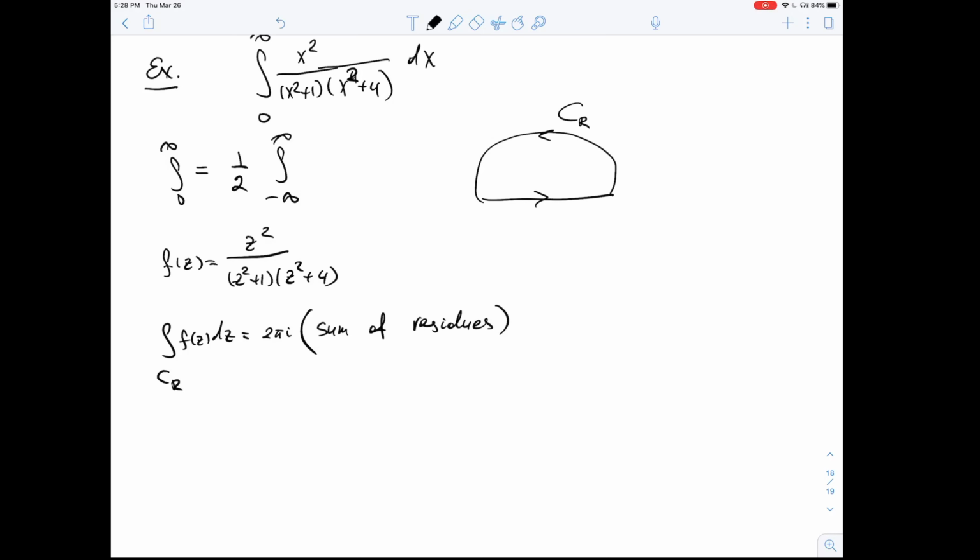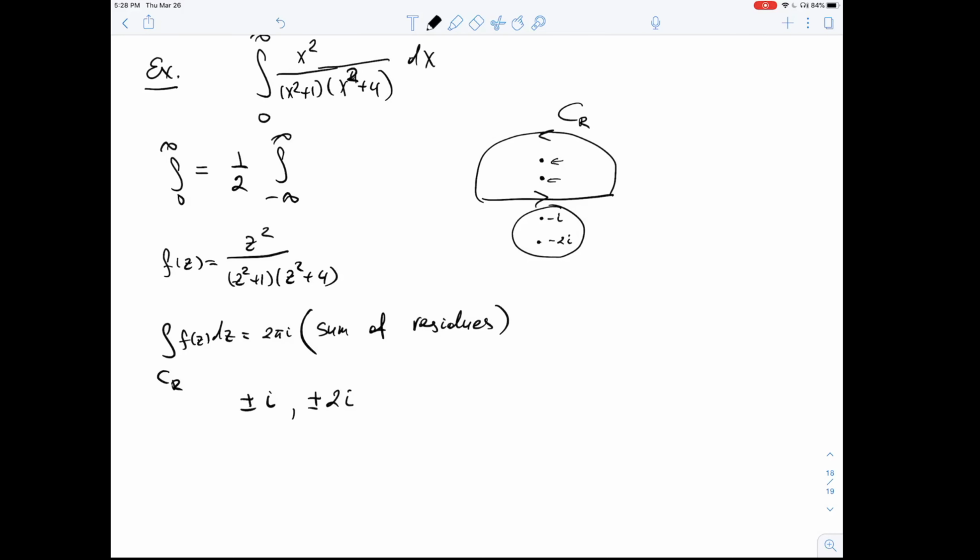So what are the residues? The poles are plus or minus i and plus or minus 2i. Here actually the residues are not such a big deal. So which ones are in CR? Well, here is i, here is 2i, here is minus i, here is minus 2i. These are not in CR. We only need this one and this one.